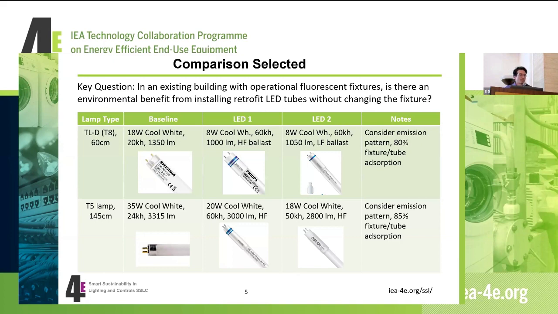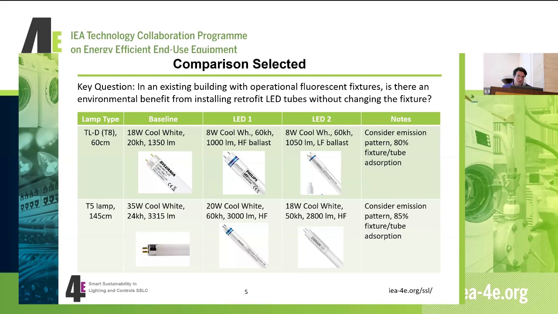One of them was looking at, in the US, what we call a T8. In Europe, I see TLD used quite a bit, but essentially a 1-inch diameter tube of 60 centimeters in length. In the baseline, we were using an 18-watt fluorescent lamp, cool white, rated for 20,000 hours and 1,350 lumens. And there are 2 retrofit options for that product. One is designed to operate on a high frequency ballast, if you have that. The other is on a magnetic ballast or a low frequency ballast. And they're both rated at 8 watts. They're both cool white and both rated for 60,000 hours.